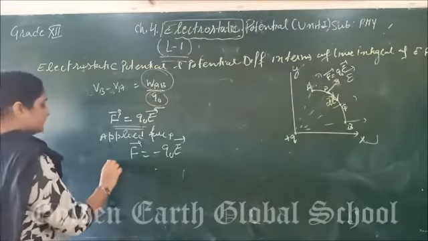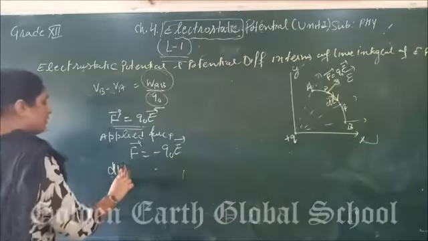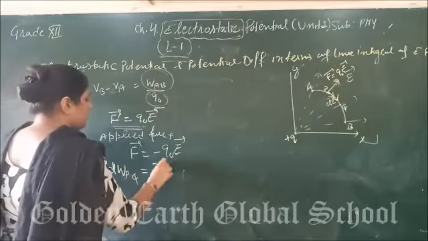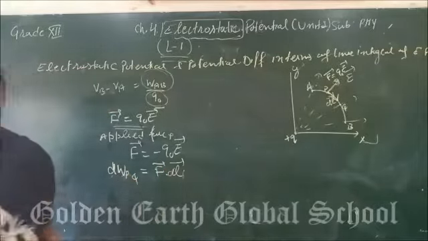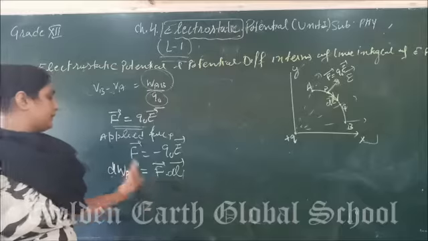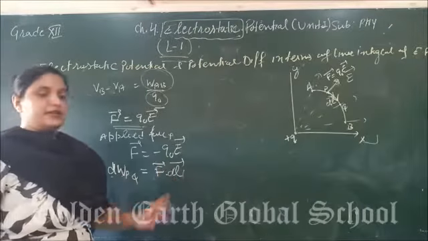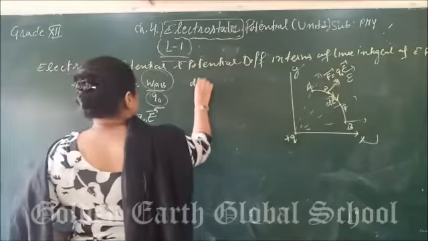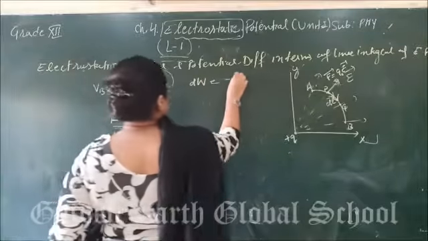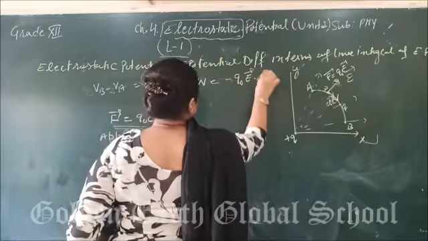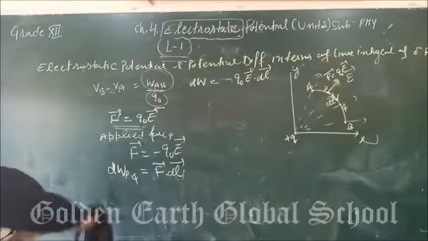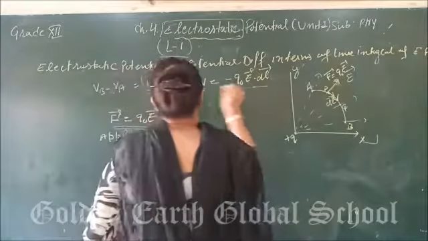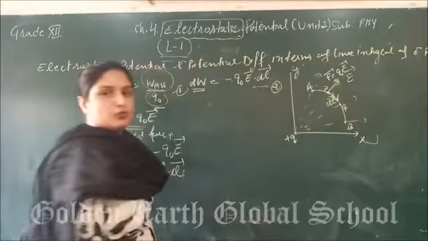By the definition of work done, dW, the small work done from point P to Q, will be equal to the dot product of the force and the displacement. F is the force we have applied here, and dl is the displacement covered from point P to Q. So putting the values, dW will be equal to minus Q naught E dot dl. Now, to calculate the total work done, I am going to integrate it. Name it equation 1, and name this equation number 2.